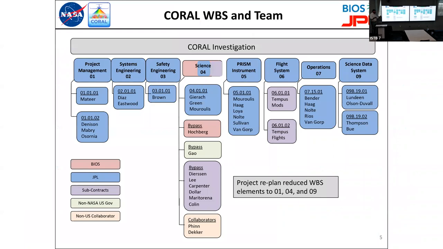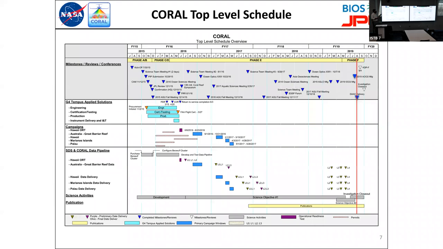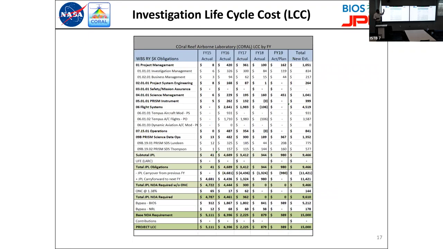This is a mess. Project management, systems engineering, safety engineering, science, instrument, flight systems, operations science, data systems. It was fun being in charge of all that. Thankfully, I did have a very helpful project manager, but it was fun. It was a big learning experience to be in charge of all of this. 100 people at various times. Of course, you work on your schedule and the budget. This is the top level budget, $15 million over 4 years.